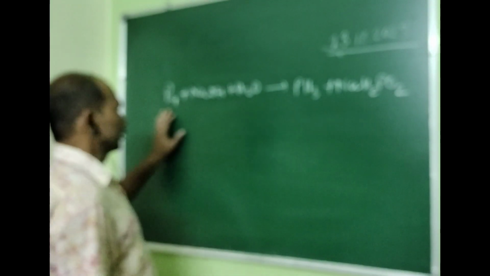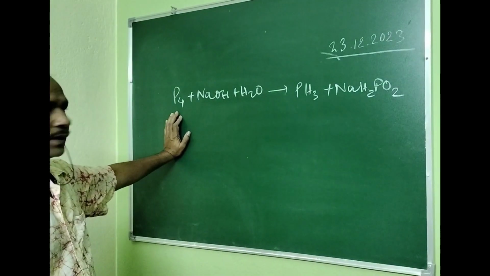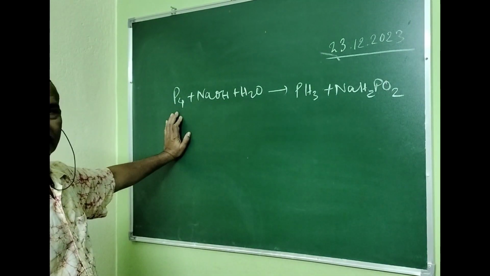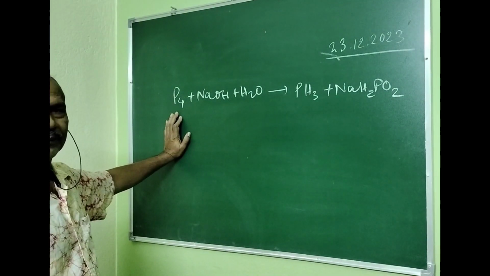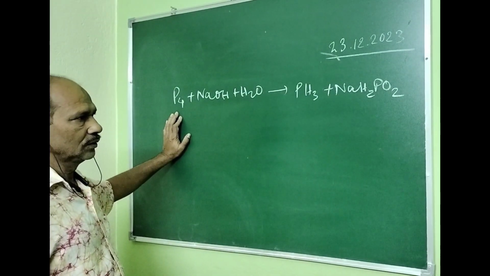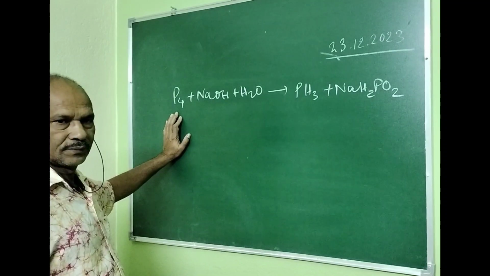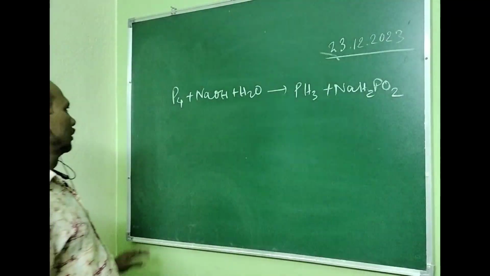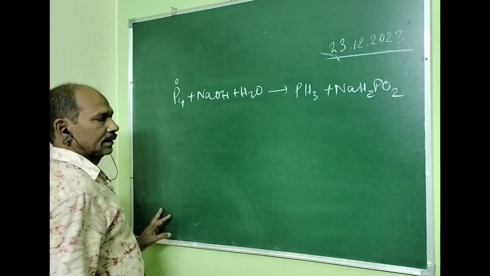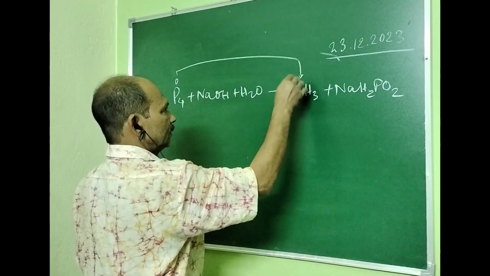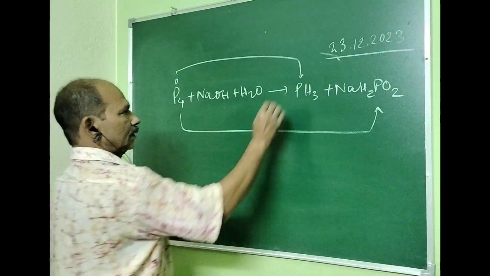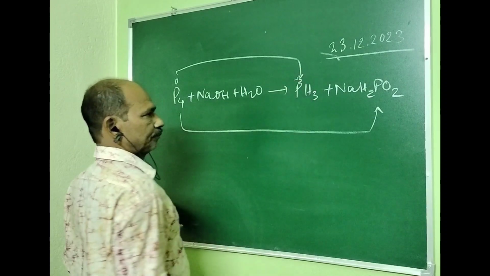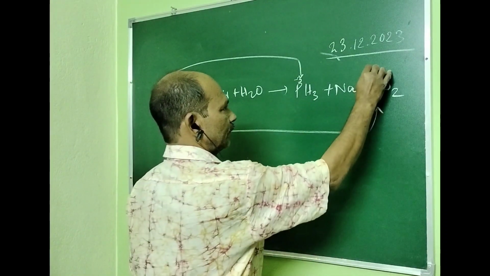I am taking another example. When phosphorus is treated with NaOH solution, phosphorus is reduced to phosphine, and at the same time it is also oxidized to sodium hypophosphite, NaH2PO2. So here you see, this is the reaction, phosphorus. Here it is reduced and here it is oxidized. In this case, the oxidation number is -3, and in this case, the oxidation number is +1.